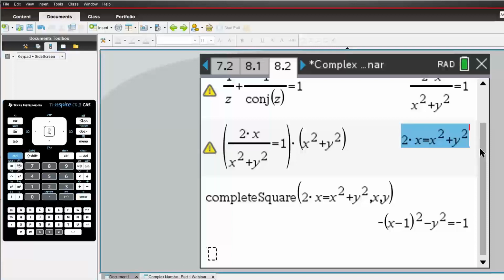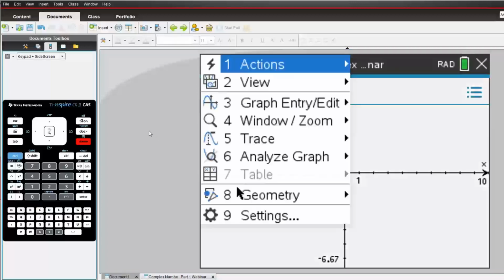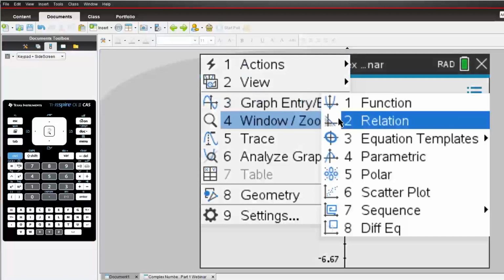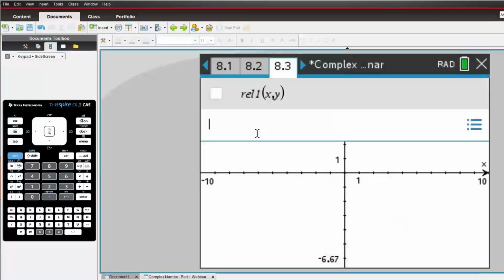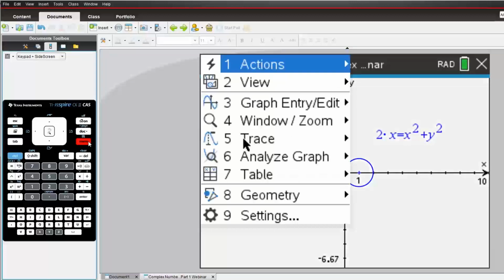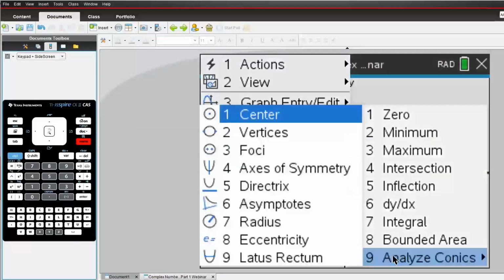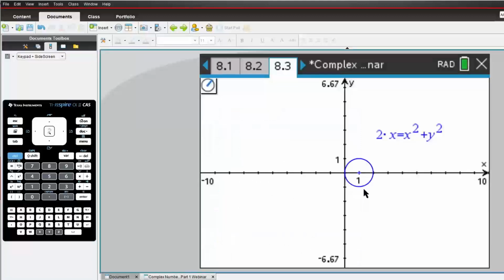But I can also copy this and open a graph screen and change graph entry to relation and just Control-V paste it. And I can clearly see it is a circle. How do I get the radius? Analyze graph, analyze conics. Radius is 1.